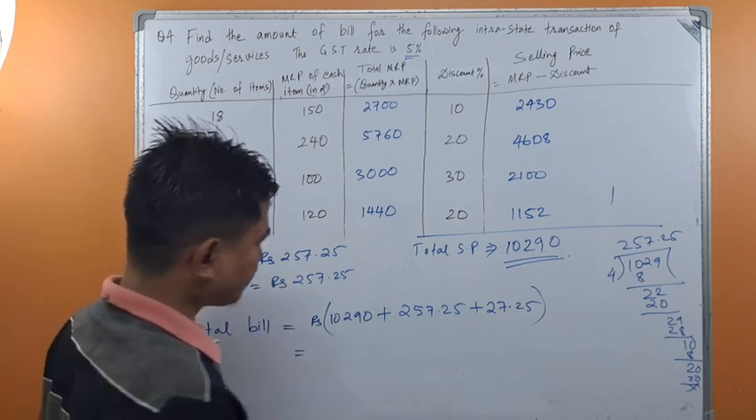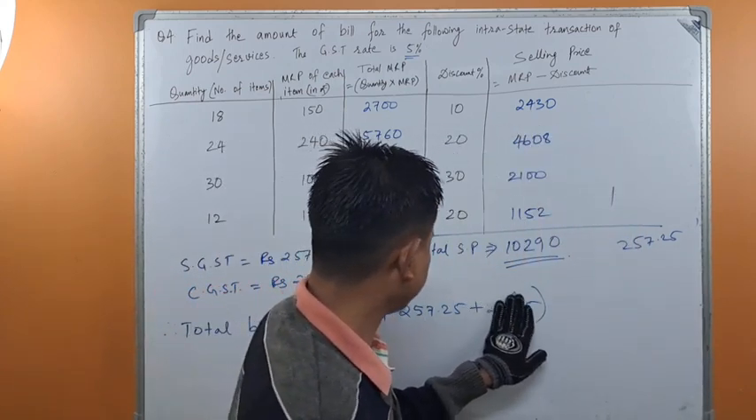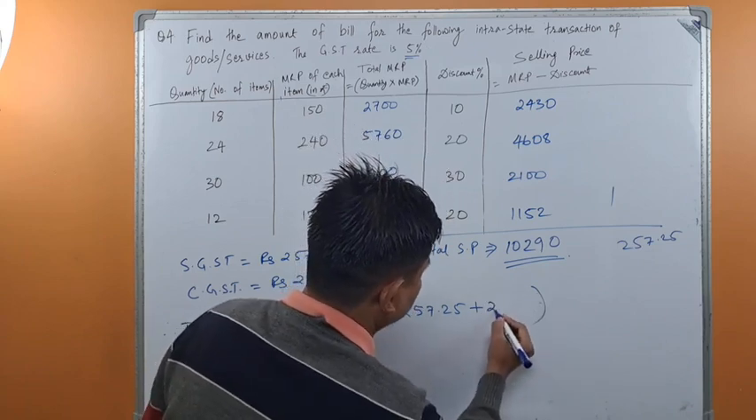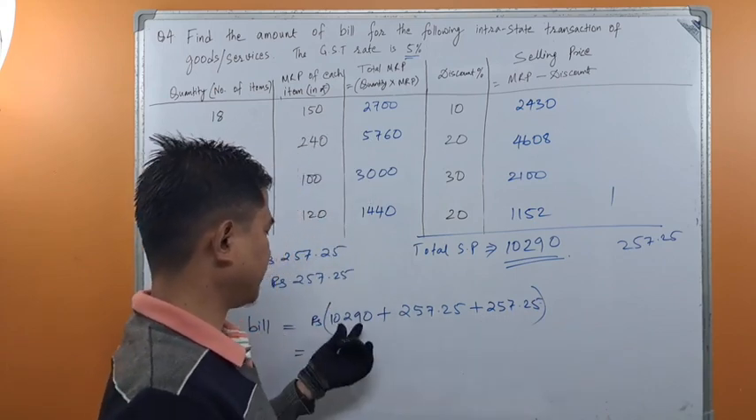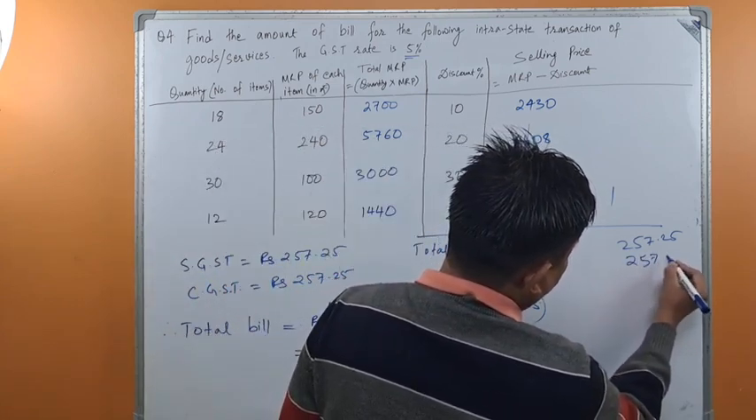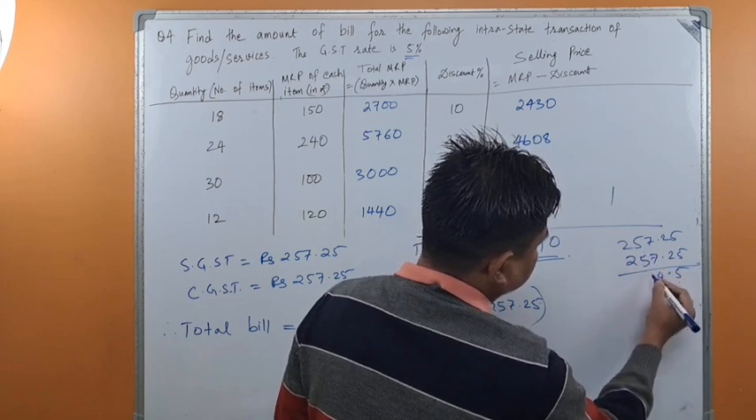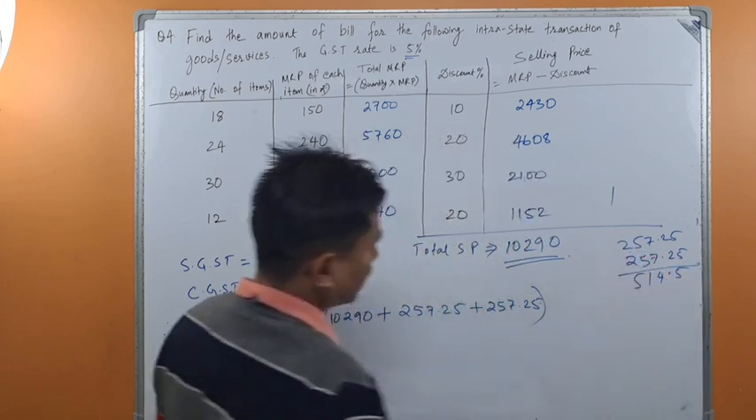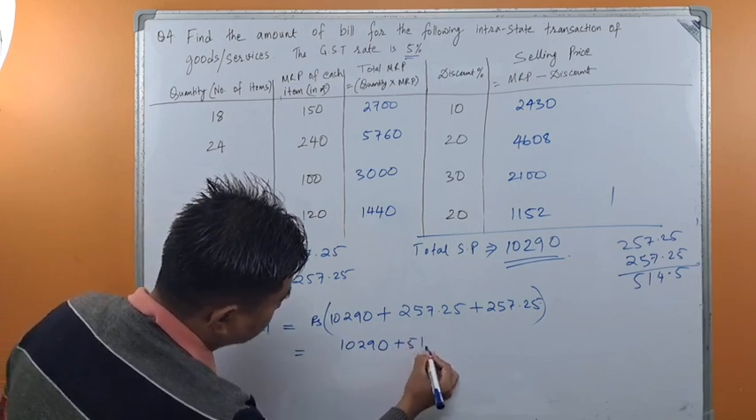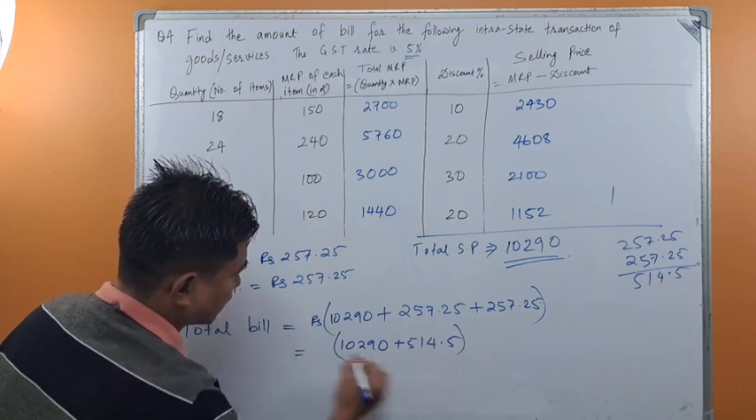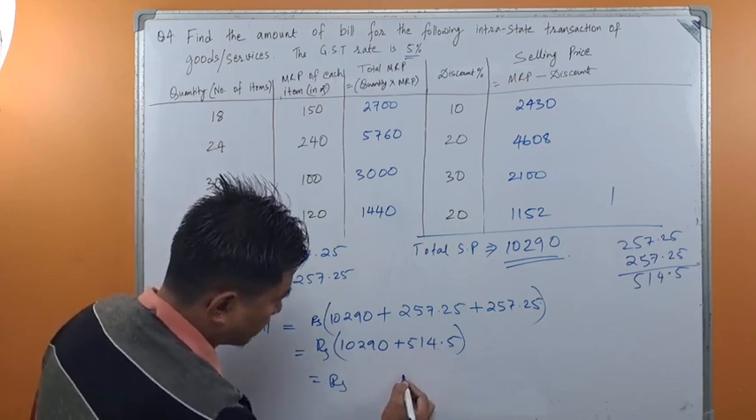So let us add this. 257.25 plus 257.25. We will add these two first and then we will add with this. 0.25 plus 0.25 is 0.5. 7 plus 7 is 14. 5 plus 5 is 10 plus 1 is 11. 2 plus 2 is 4 plus 1 is 5. 514.5. So this will give us 10290 plus 514.5, isn't it? So this is in rupees.